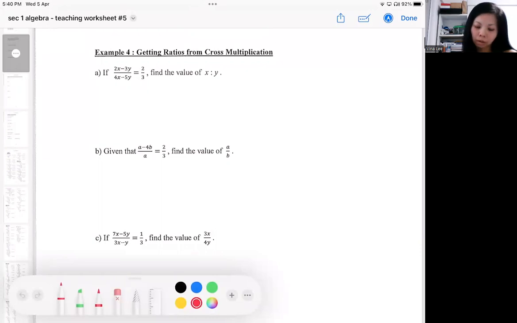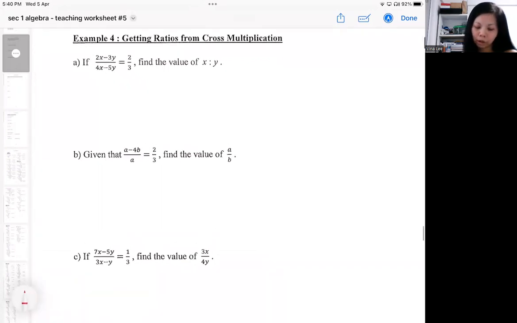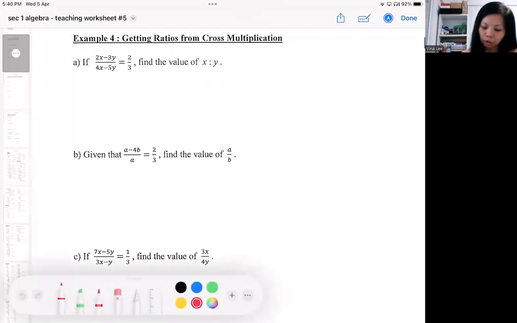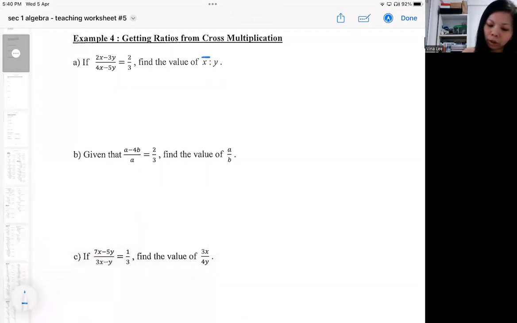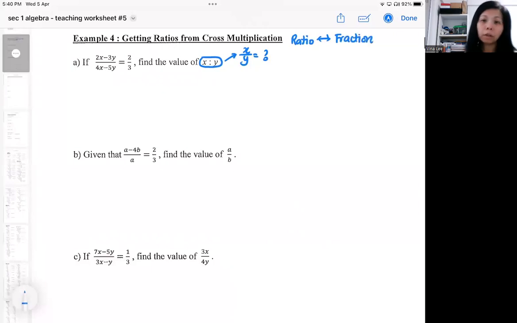So for example, here in 4a, you are given a simple fraction. You can see it's one fraction equal to one fraction, so you can do the cross multiplication. The question asks you to find the value of x to y. This is ratio like what you learn in primary school. But in secondary, ratio can also be a fraction. So you need to get the idea that ratio can also be written as a fraction. In fact, we can interchange between ratio and fraction.